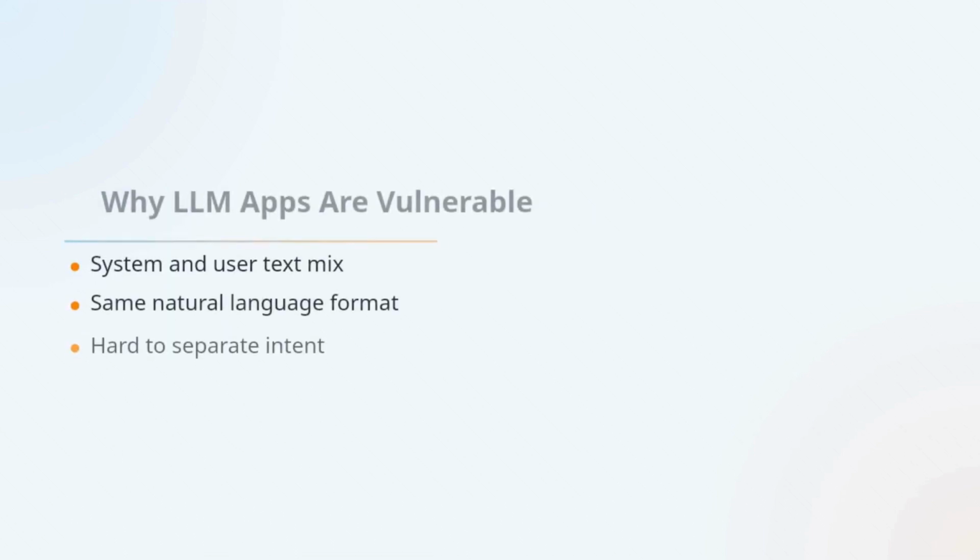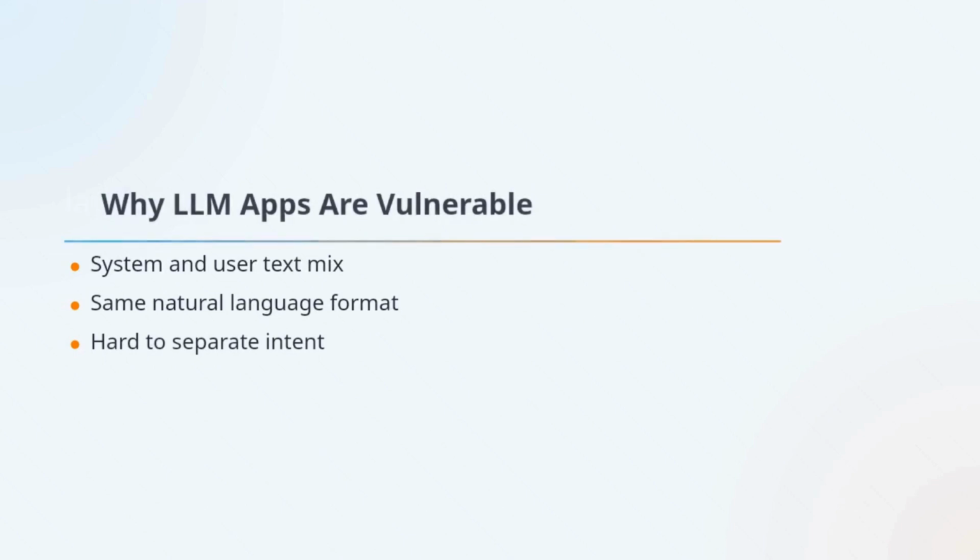The core issue is that LLM apps often combine developer instructions and user input into one natural language prompt. Since both are just text, the model does not have a strong built-in way to tell which part is a trusted instruction and which part is untrusted input. That makes carefully crafted attacks surprisingly effective.